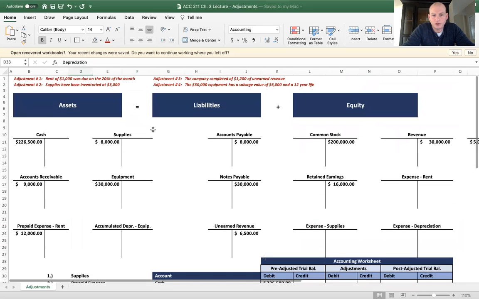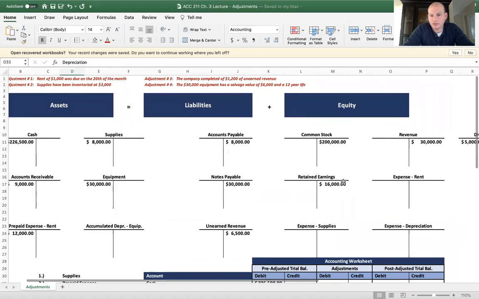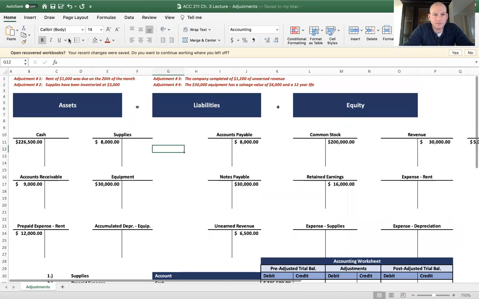So here are our accounts. We have balances in each of these accounts. Some of them we don't have balances in yet. And here are the different adjustments that you made, the ones up here in red. So it says right here that rent of $1,000 was due on the 20th of the month. Okay, so this is the end of the month. So let's pretend it's February. So say it's February 28th, and $1,000 was due for rent on the 20th. So it has been due.